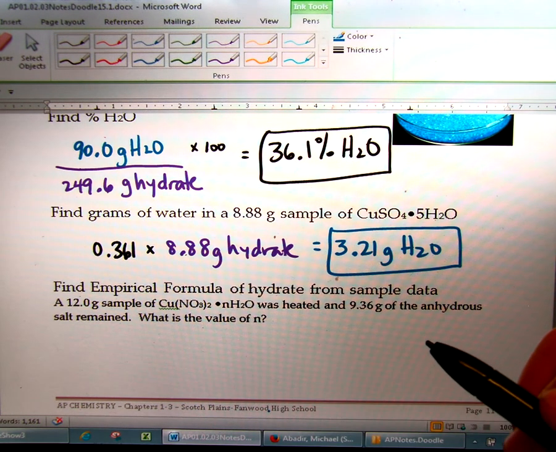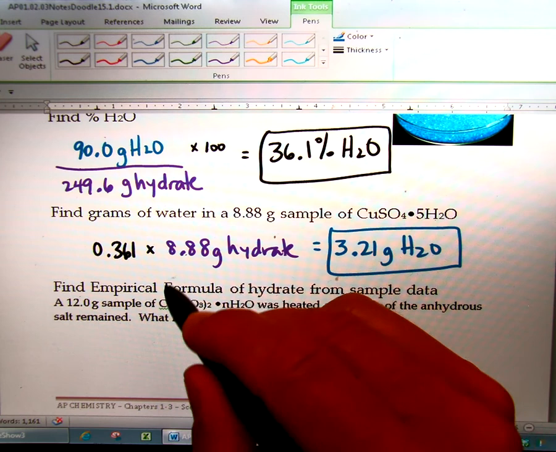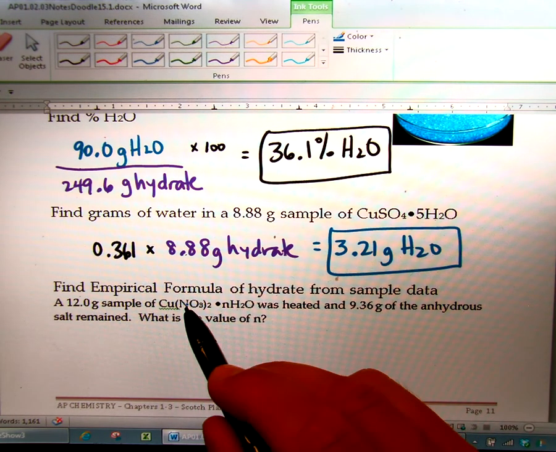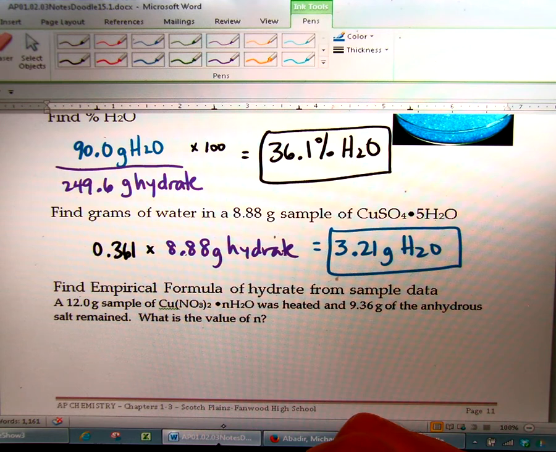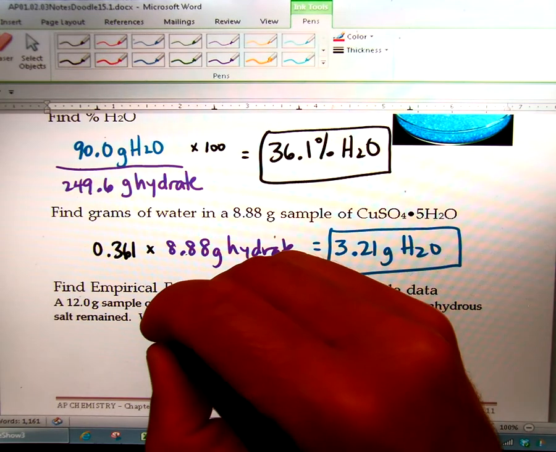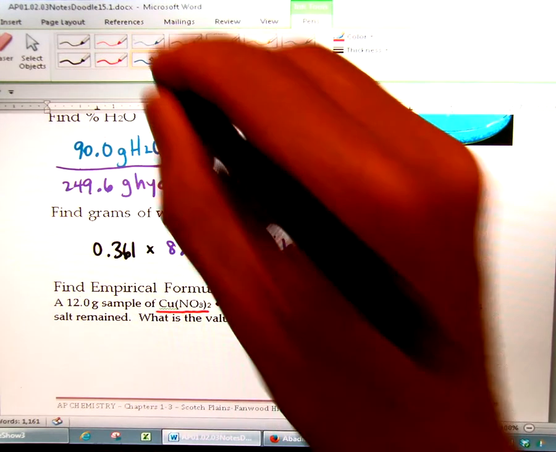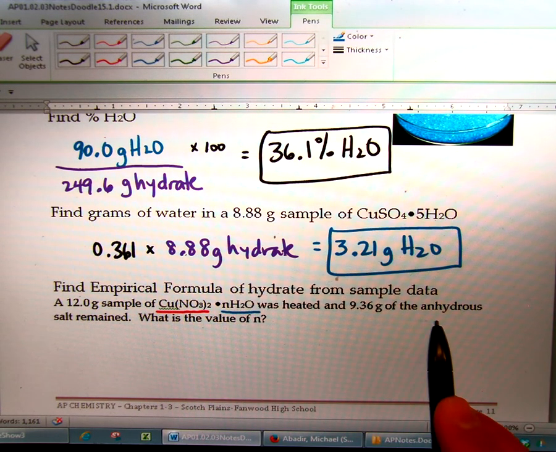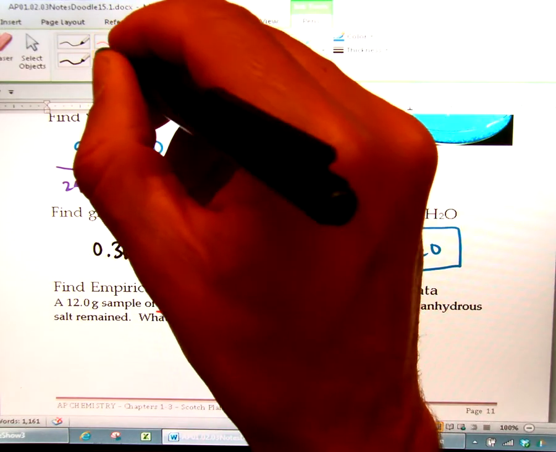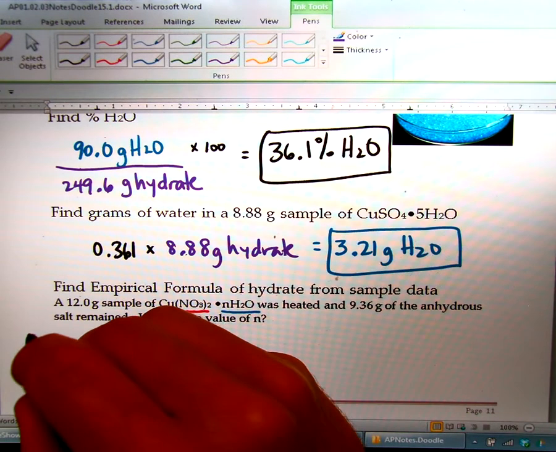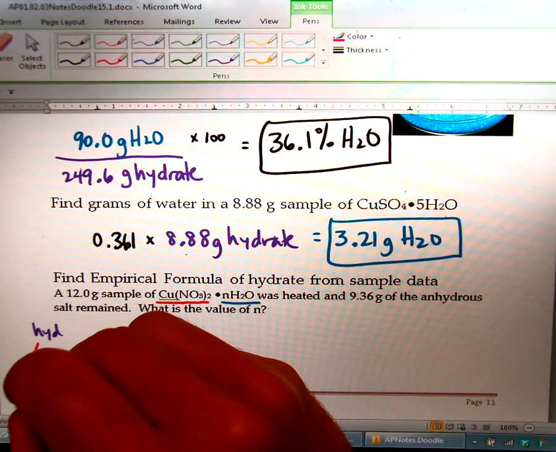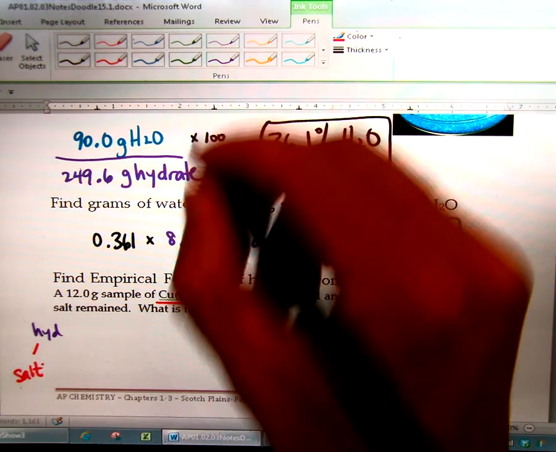You need to remember that when I want a formula, we have to go to moles. Formulas are moles. So you have to get moles of salt and moles of water. That's what you're going to need. The moles of salt and the moles of water, and then take a simple ratio. So the hydrate weighs 12 grams, and 9.36 grams of the anhydrous salt remains. So let's remember that a hydrate is always comprised of a salt and water.